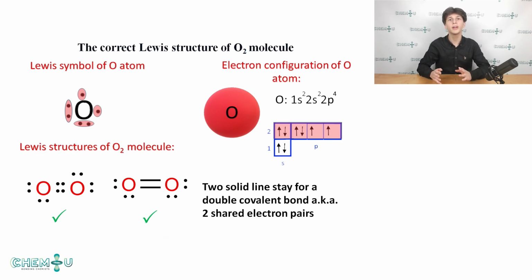Pay attention that we have an octet of electrons around each of the oxygen atoms. 2 electron pairs are common, which means that we have a double bond. Let's substitute the corresponding pair with 2 solid lines that stay for a double bond. I hope that everything is clear now.